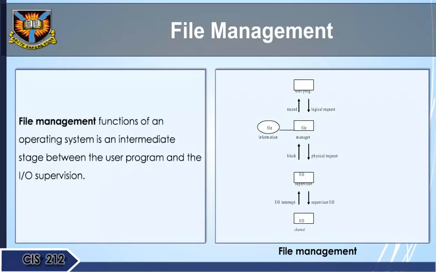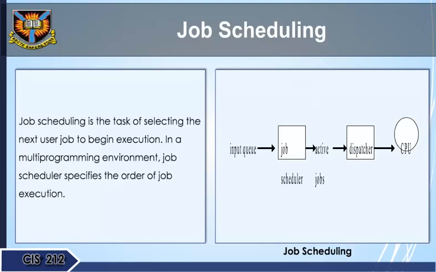File management. The file management function of an operating system is an intermediate stage between the user program and the I/O supervisor. Job scheduling. Job scheduling is the task of selecting the next user job to begin execution. In a multi-programming environment, the job scheduler specifies the order of job execution.